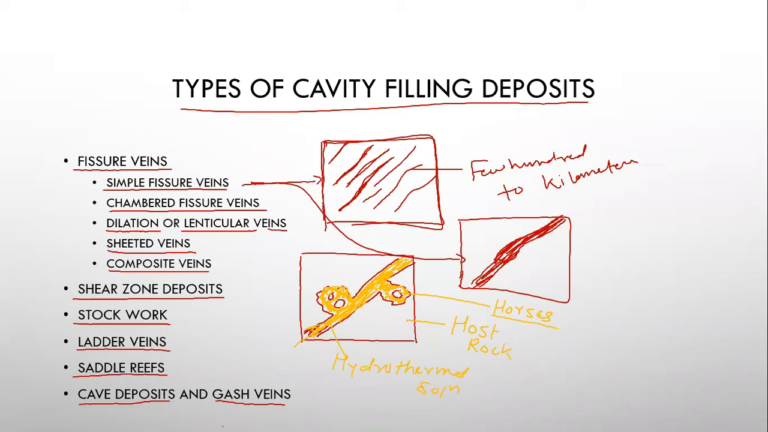So you can see in between, here you can see the rounded one. This is horses. Horses is host rock material, parent material or original material, which has not melted due to hydrothermal solution, and surrounding that there is a crystallization of hydrothermal solution. So ore is deposited around it, but in between the original rock material stays as it is. It is called as horses. This type of vein deposits are nothing but chambered fissure veins. These are called as chambered fissure veins.